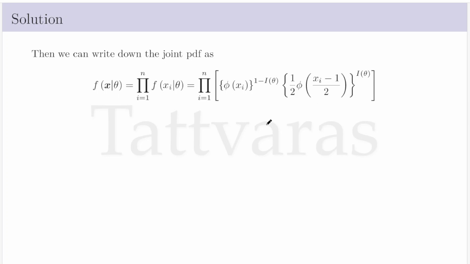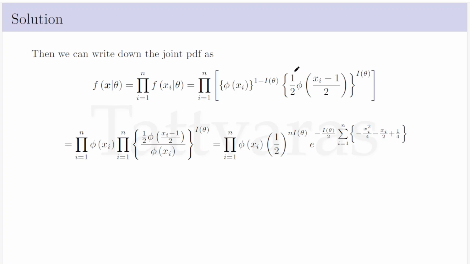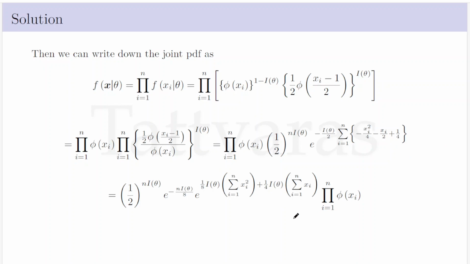After that we just have to simplify a little bit. This small phi of x_i doesn't contain any information about the parameter, so we will take that part out, and then we will divide the two terms because they have I theta as the common exponent. After simplification, we obtain this, and finally we get this. So this is like g of T(x), theta, and this is like h(x).